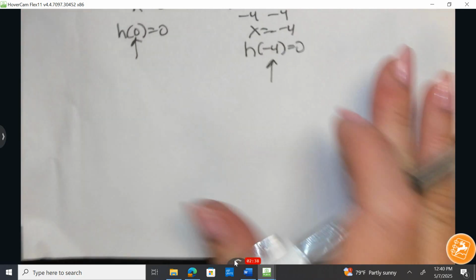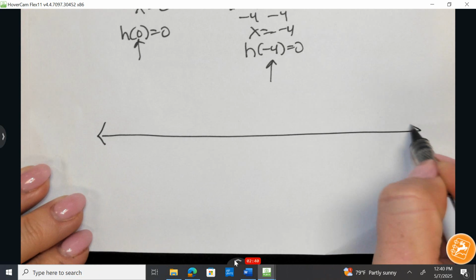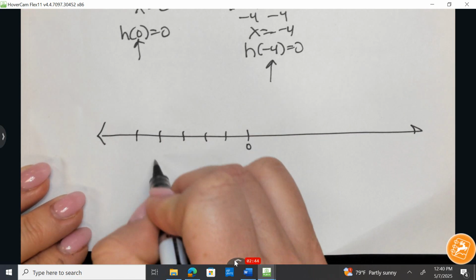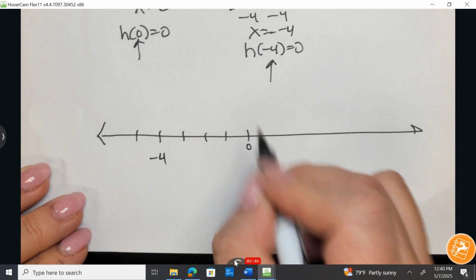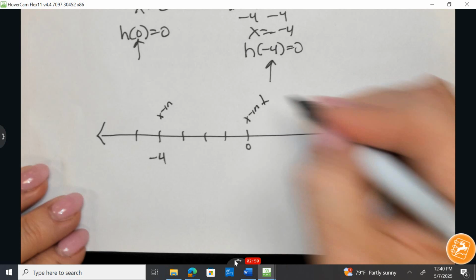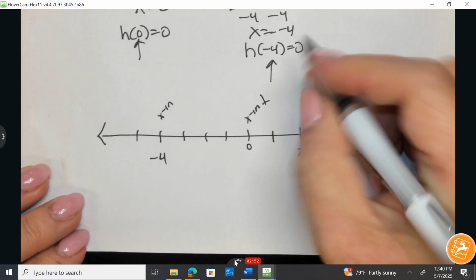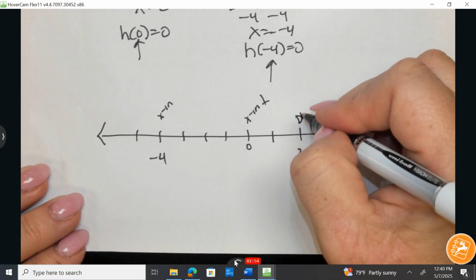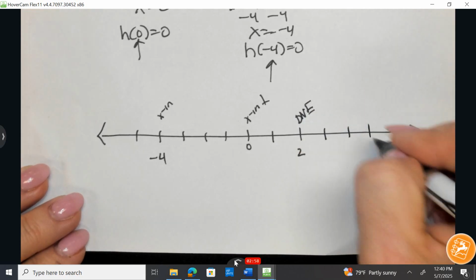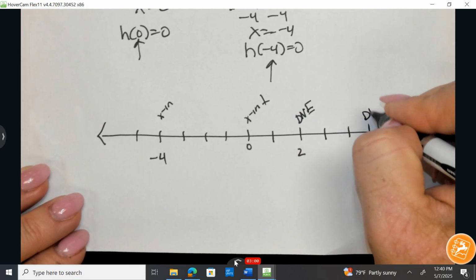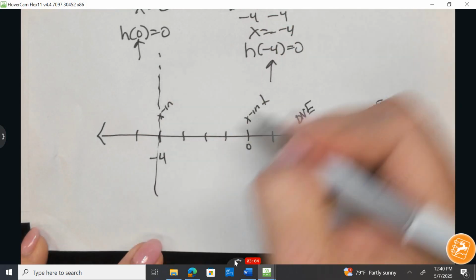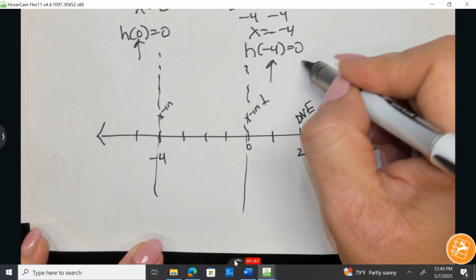Okay, here we go. Let's take those values. So here is 0 with 1, 2, 3, 4, 5. Here is negative 4 and 0. So this would be the x-intercept, and this is the x-intercept. We also know at positive 2, no output value exists, so it does not exist. And we know at 5, we do not have an existing output value. So let's make little lines here. Think of these as temporary walls.